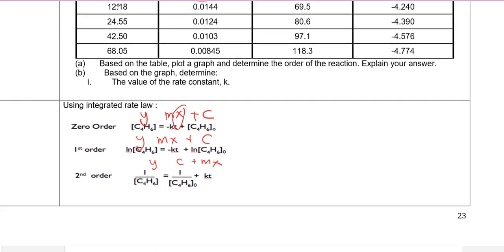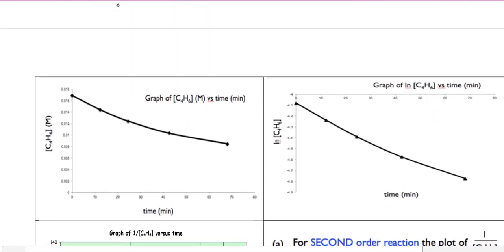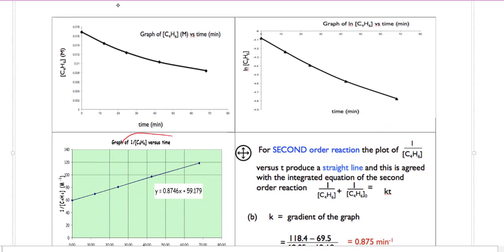When you plot these 3 graphs, we would like to find which graph will produce a linear graph. We don't want a curve graph. We want to look at the linear graph. So from these three, when we plot them, we will get one that is linear, and the other two will be curves. When we plot all three graphs, the graph that gives a linear plot is 1 over concentration versus time. So it means that this is a second order reaction.